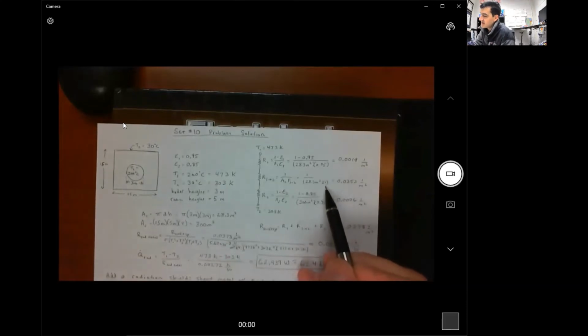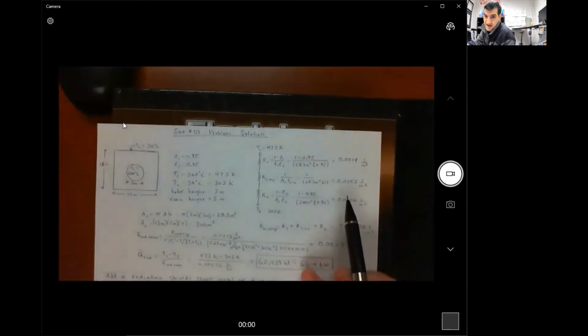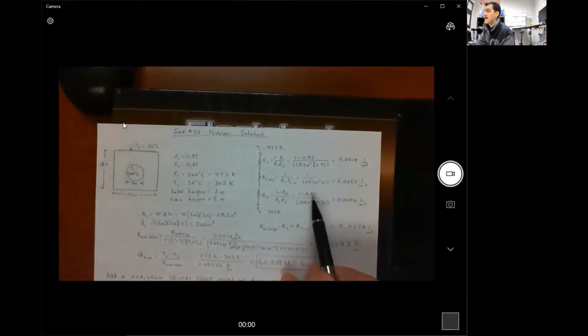So we plug that in and we solve, and we get 0.0353 1 over meter squared. And then we have our last surface resistance, which is the surface resistance of the walls. So it's 1 minus emissivity 2 divided by A2, the area of the room walls, times the emissivity 2. So 1 minus emissivity 2, 1 minus 0.85. 0.85 is the emissivity of the walls, divided by the surface area of the room walls.